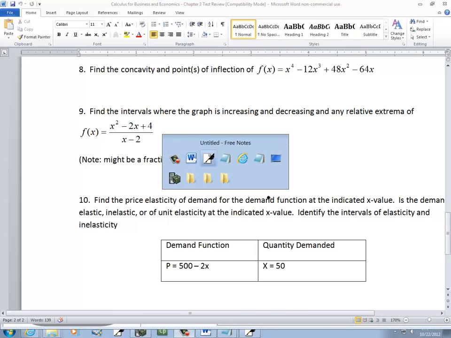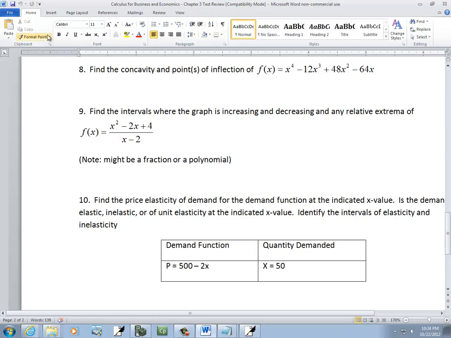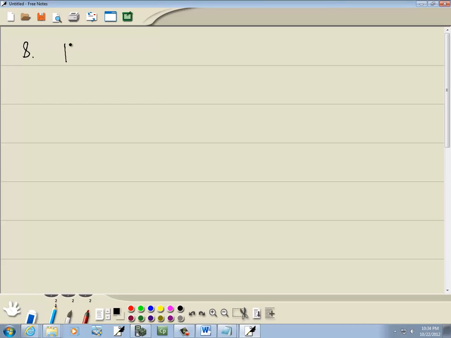Let's look at the 8th problem type. This says find the concavity and point of inflection. And we got f of x is equal to x to the 4th minus 12x to the 3rd plus 48x squared minus 64x.